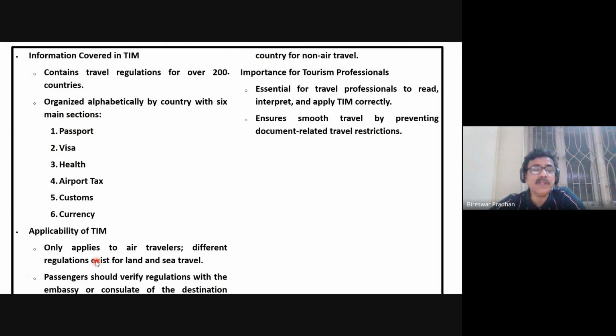The TIM applies only to air travelers; there are different regulations for land or sea travel. Passengers should verify the regulations with the embassy or consulate of the destination country for non-air travel. It is important for tourism professionals to read, interpret, and apply the TIM correctly, ensuring smooth travel by preventing document-related travel restrictions.